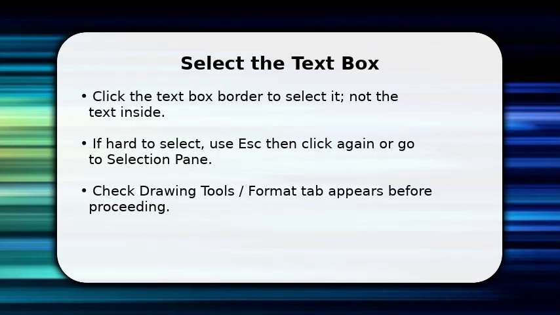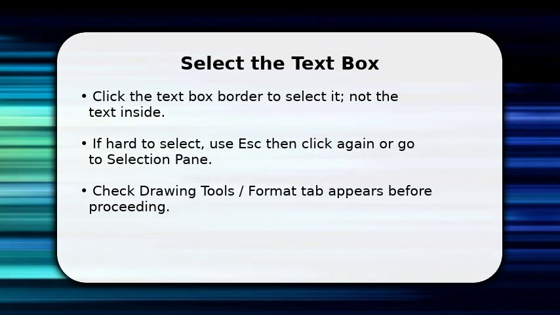You start by selecting the text box border so Word knows you mean the shape, not the text. Click once on the box edge. If you keep getting the cursor inside, press ESC and try again.